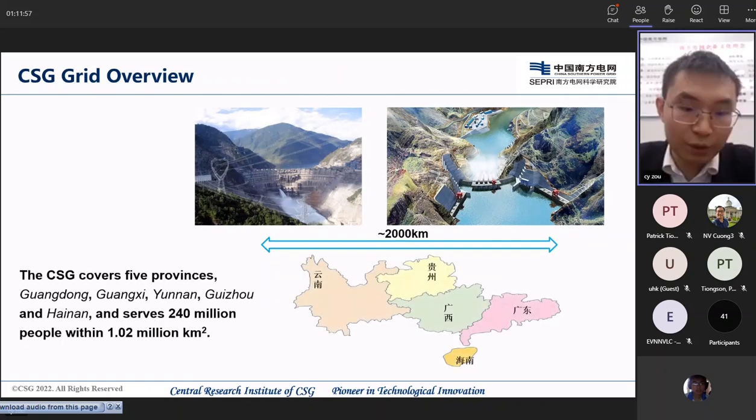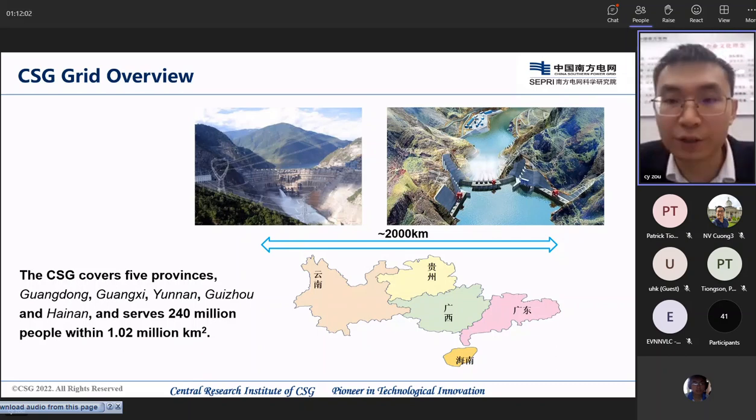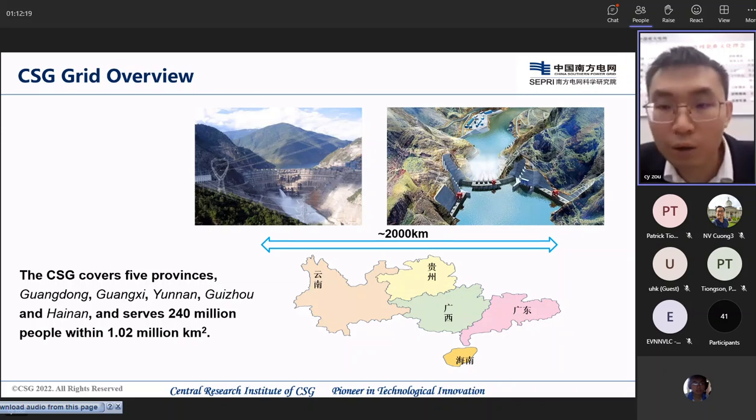Now I want to introduce the HVDC in CSG to you and show you the development process of HVDC technology. First, CSG covers 5 provinces, namely Guangdong, Guangxi, Yunnan, Guizhou, and Hainan. It serves 240 million people within around 1 million square kilometers. We have rich hydroelectric power in Yunnan, which is the western part of China, while the main load center is in Guangdong, the eastern part of China.